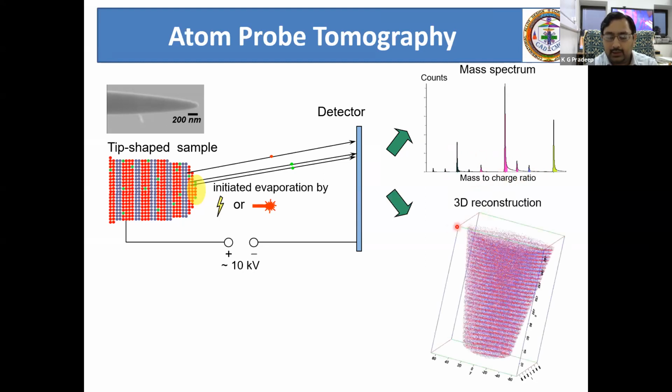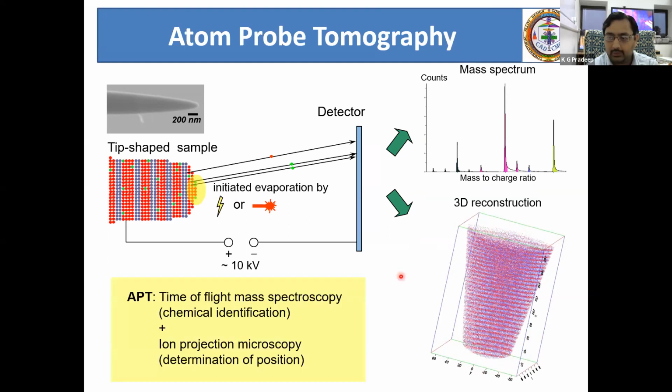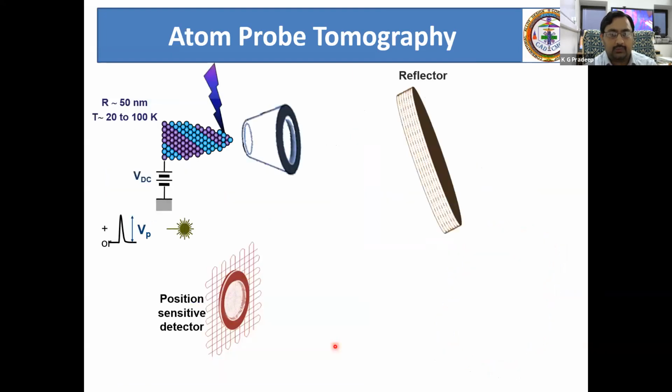And the sequence at which they evaporate is always recorded with a timer with respect to the pulse. Therefore, it's a synchronized evaporation. So you know the time sequence of evaporation and you know the chemical identity. All that has been evaporated here, you will be able to reconstruct in a three-dimensional way. All this can be reconstructed, and layer by layer can be seen for different chemistry, and we'll be able to measure them locally as well as globally for their compositions. So this means atom probe tomography is basically time of flight mass spectroscopy working together with ion projection microscopy. This is how the atom probe works.